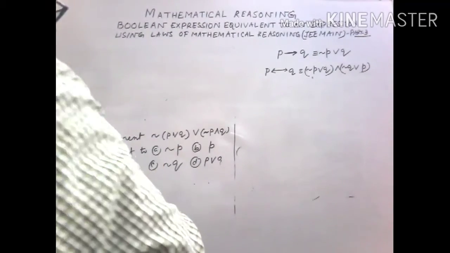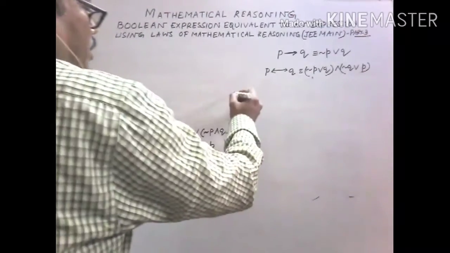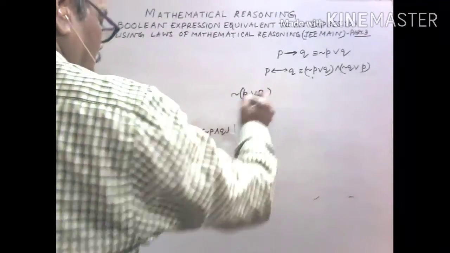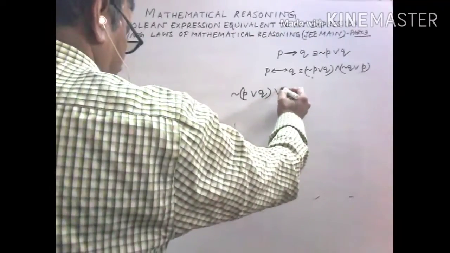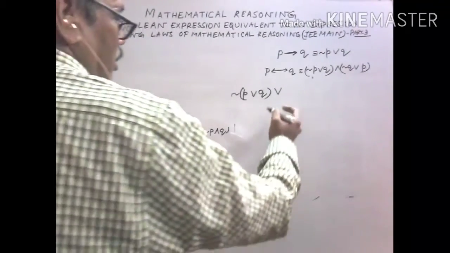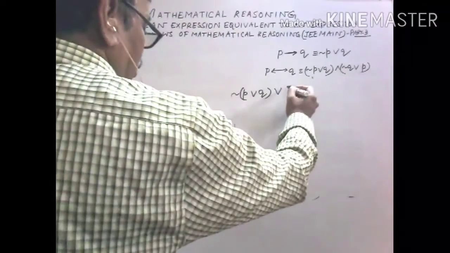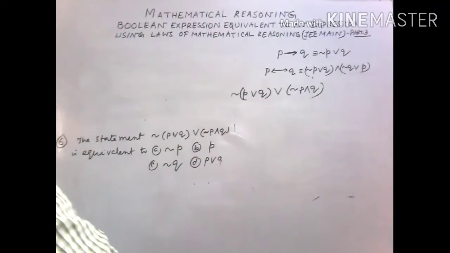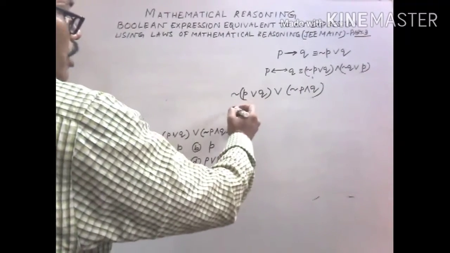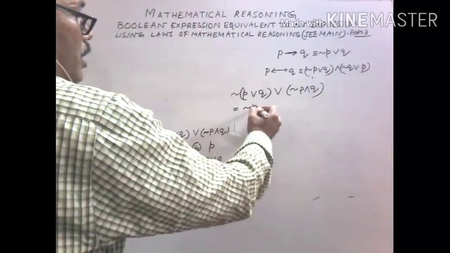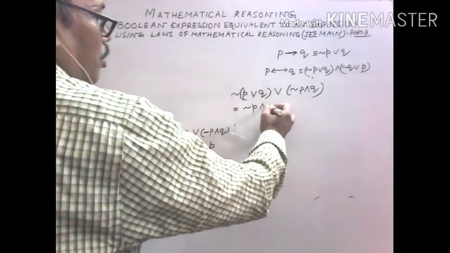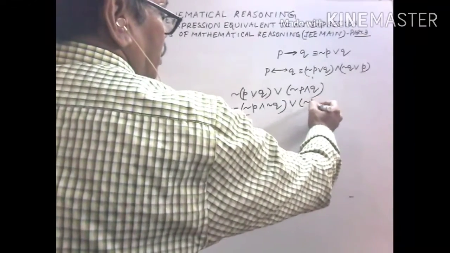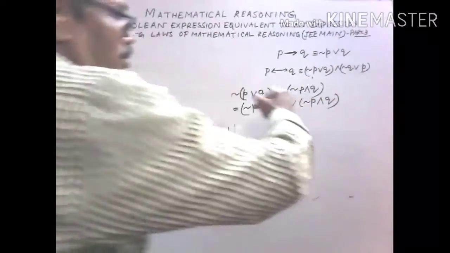So this statement: negation P disjunction Q, union P disjunction Q negation. This is disjunction, or we can say union. So negation of the first one, by distributive law, negation P, the role of union will be intersection. Union, negation P intersection Q.